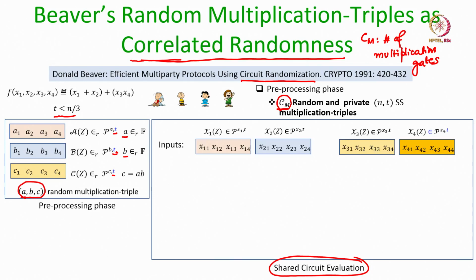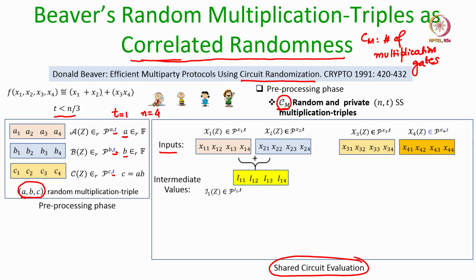So, in the circuit evaluation phase, the parties will start with the input stage where the respective input owners will verifiably secret share their respective inputs using a t degree sharing polynomial. So, x1 is secret shared here through a t degree polynomial, x2 is secret shared through a t degree polynomial, x3 is also secret shared through a t degree polynomial, and x4 is secret shared through a t degree polynomial. Here for the purpose of demonstration I am taking t equal to 1 and n equal to 4. That constitutes the input stage.